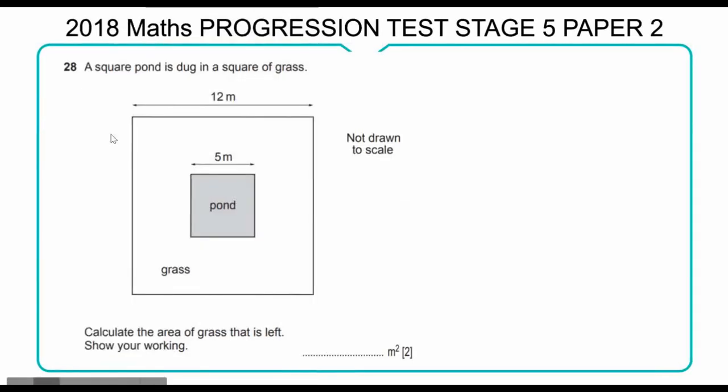28. A square pond is dug in a square of grass. Calculate the area of the grass that is left. Show your working. If you have not finished, you may pause this video. Let's reveal the answer. It's 119.